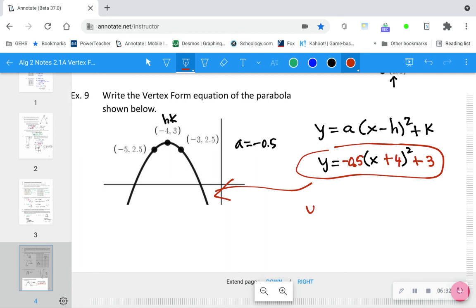And you could check this by going to the y equals key on your calculator, typing that equation, and hitting zoom 6 would probably do it for you. And you would touch the trace key and then start typing -5 to see if you get that answer, -4 to see if you get the right vertex at -4, 3, and -3 after you hit trace and see if you get the 2.5 that goes with it. And that's how you could check this.